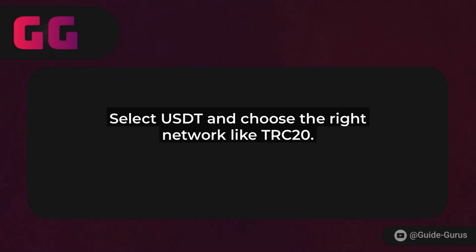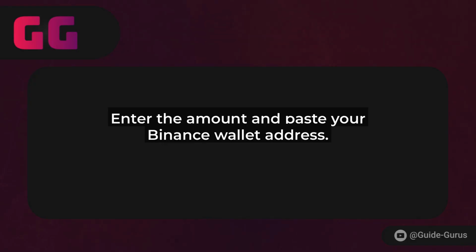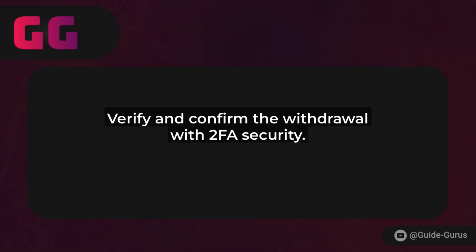Next, select USDT as the asset you want to withdraw. Pay close attention to the network type. For speed and lower fees, I recommend using the TRC20 network if it's available, but double-check what's supported on both platforms in 2025. Enter the amount you wish to send, then paste your Binance wallet address.